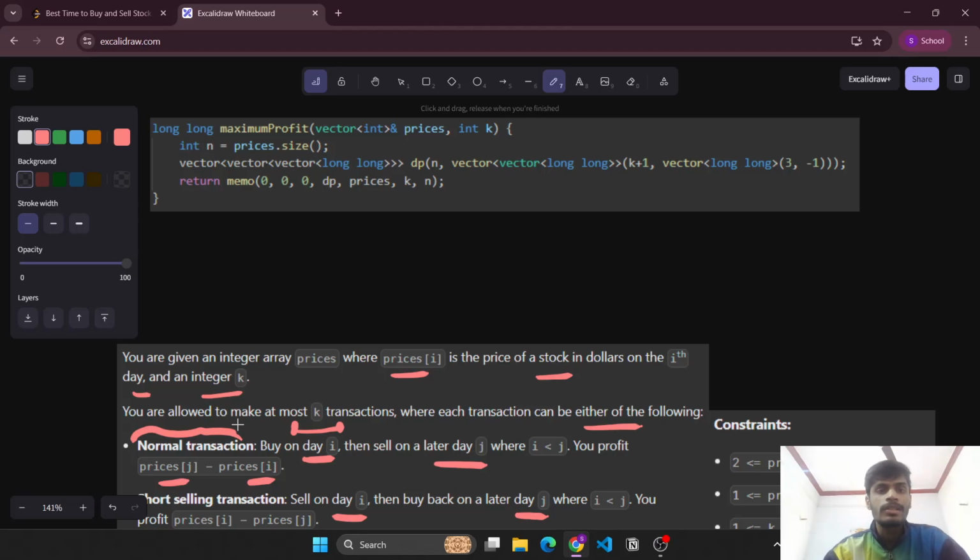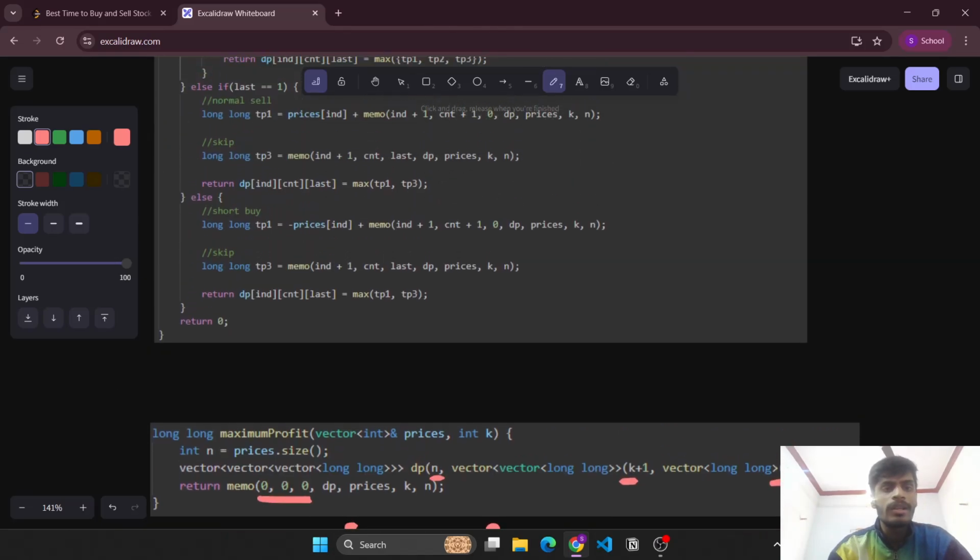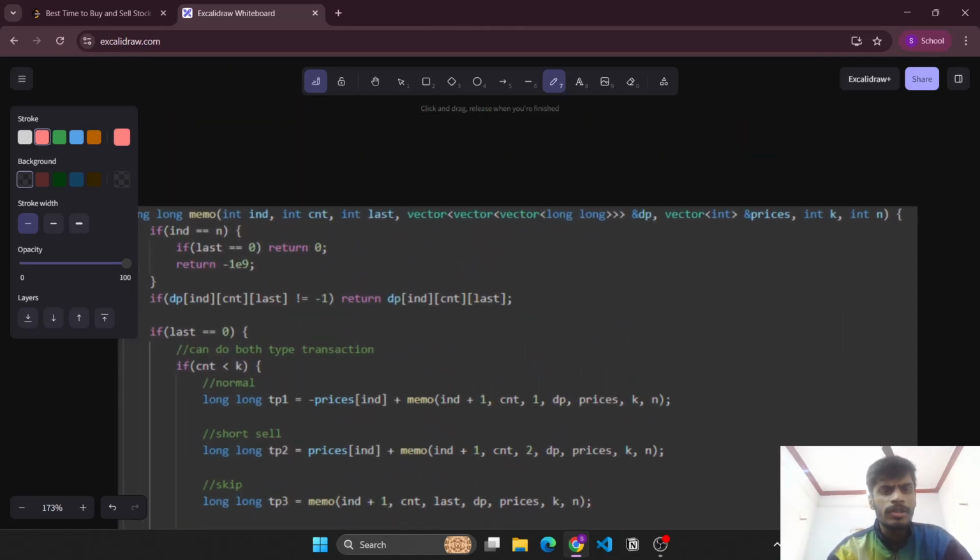So we'll initialize a dp of size n cross k plus 1 cross 3, initialized with -1. Now the state with which we call it will be simply memo of 0 for index 0. The number of transactions completed so far is 0 only, and currently we have no stock at hand, so the last value will also be 0. So we'll be calling the memo function for these 0 0 0 values. Now let's see the transitions. Let's see the memoization function.